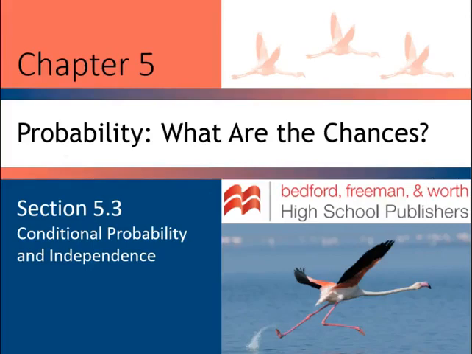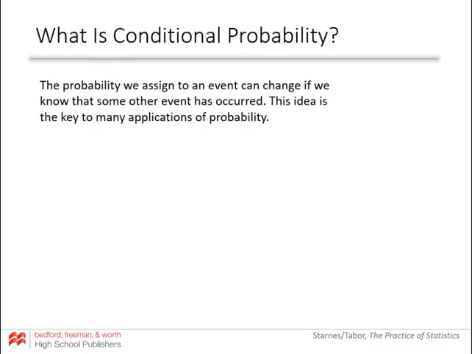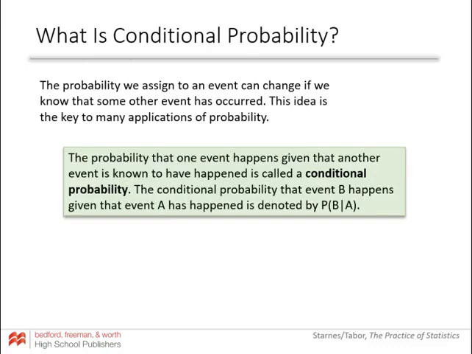All right, section 5.3, we're going to look at conditional probability and how we figure out whether or not two events are independent. When we're talking about conditional probability, we're talking about two events, and if I know that one event has happened, it might change the probability of the second event happening. The way you'll see this written in notation is B and then this straight up and down line, and you would read this as the probability of B given A.